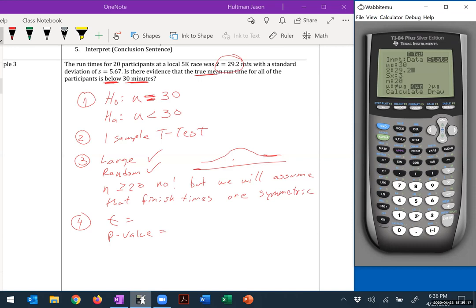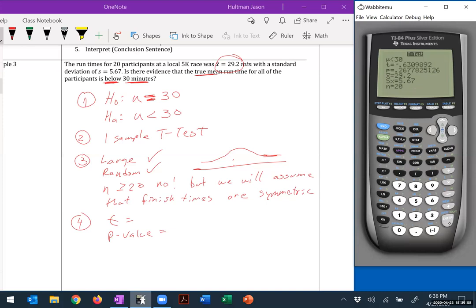Okay, for a 5K, that sounds about right. Half hour. That's pretty fast. That's about average. Okay, 29.2. Okay, S, the standard deviation of 5.67. Okay, and in this case, N is 20. Okay, 20 participants. And we're testing against it being less than. So I'm going to leave that as less than. Is there evidence that the true mean runtime is below 30 minutes?